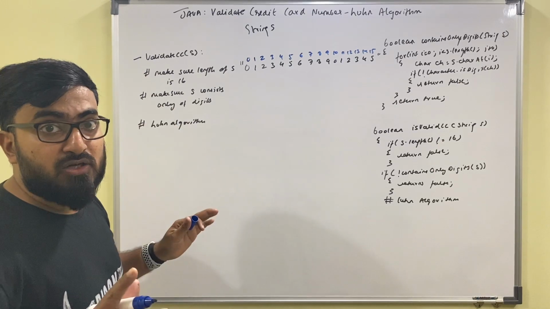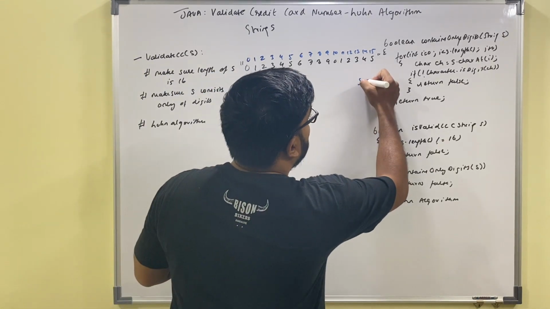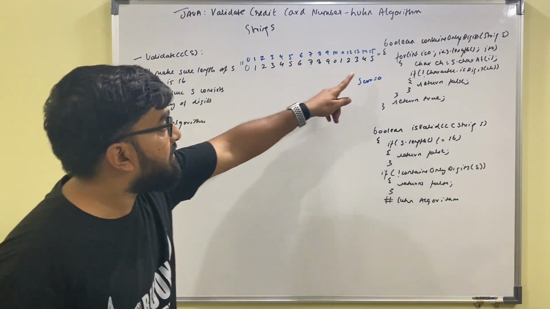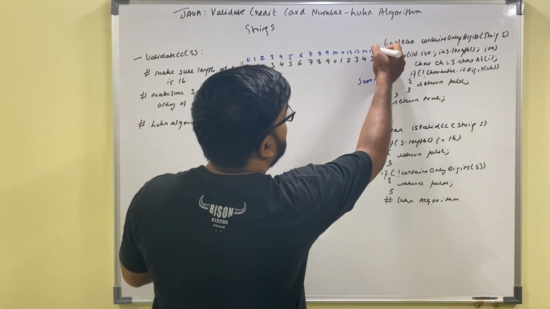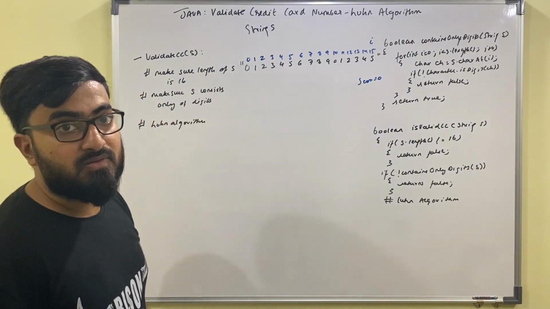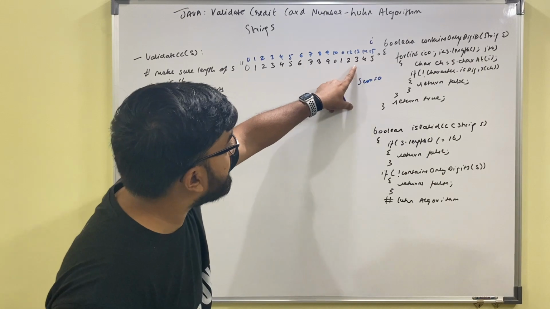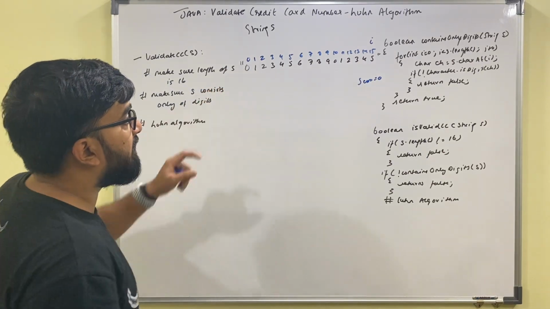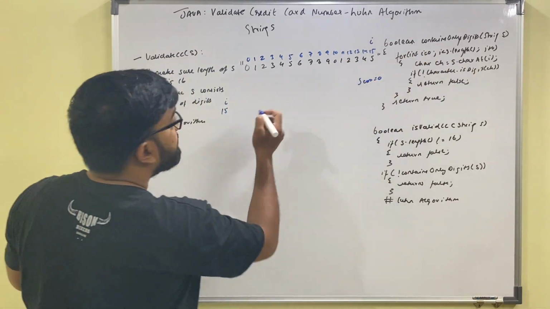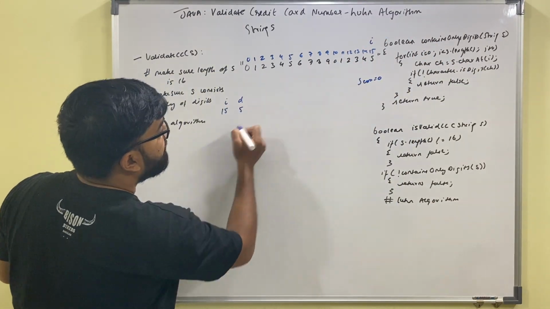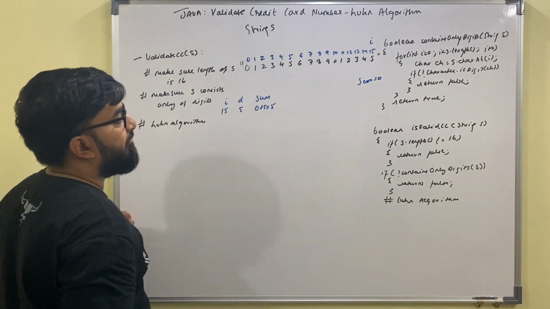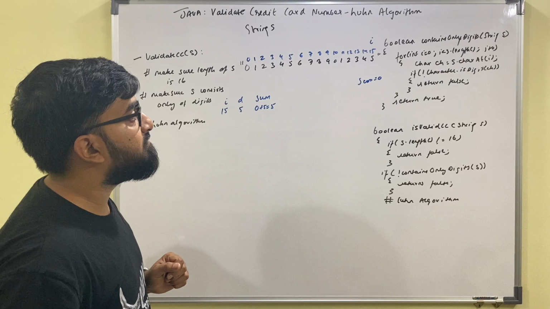The Luhn algorithm says that I start with a sum equal to 0. I start iterating this 16-digit number from the right-hand side, and I go left. I pick up each digit and add it to the sum. So when i is at 15, the last index, my digit is 5, and my sum is going to be 0 plus 5, equal to 5.